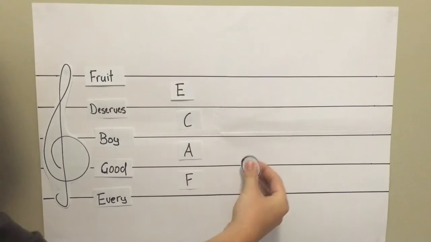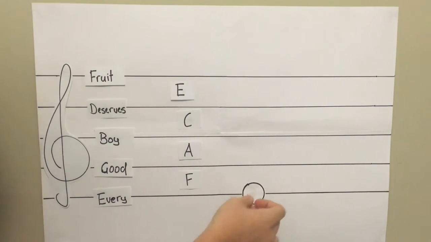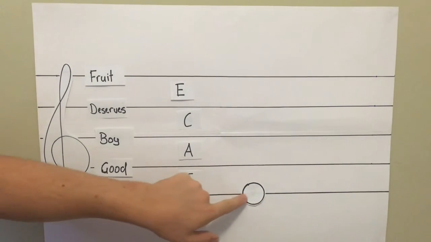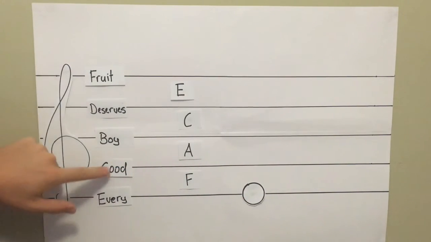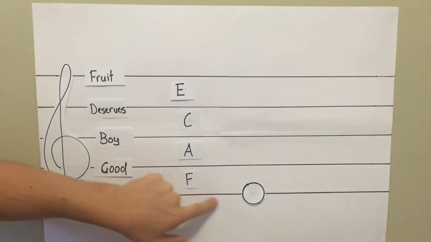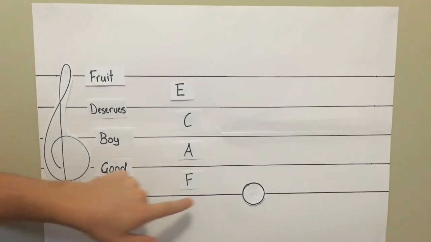If we have a note down here, see how it's running through that line. So for our lines, we use every good boy deserves fruit. This is on the first line, so it's an E for every.